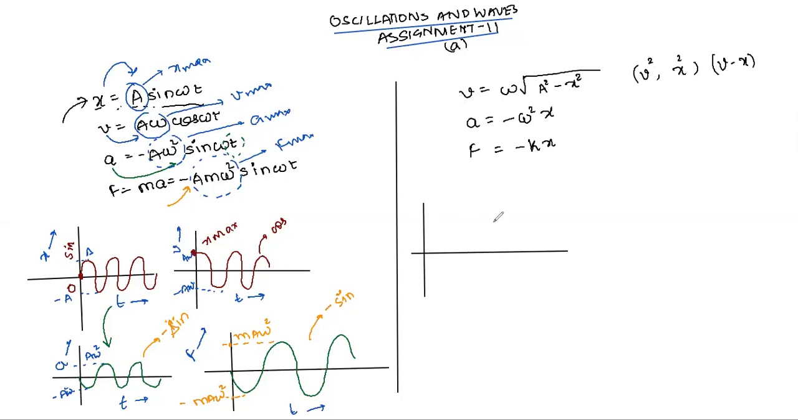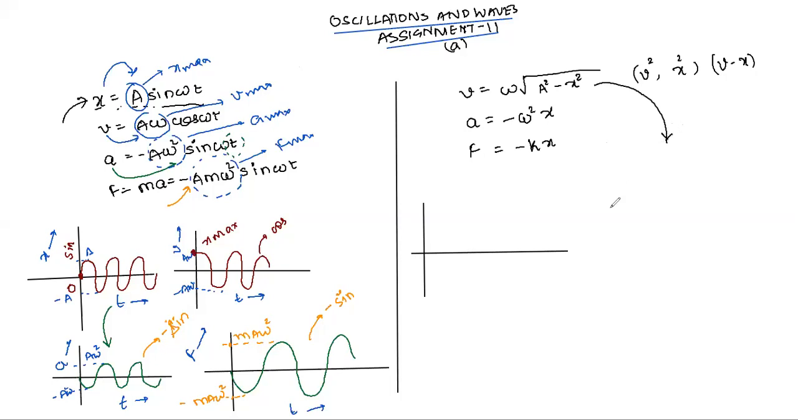Karuna, your voice is not audible. Can you please come closer to the microphone? Yes, Karuna. Thank you. For v square and x square, so will it be a straight line? What should we do? Let us try to write this equation, right?